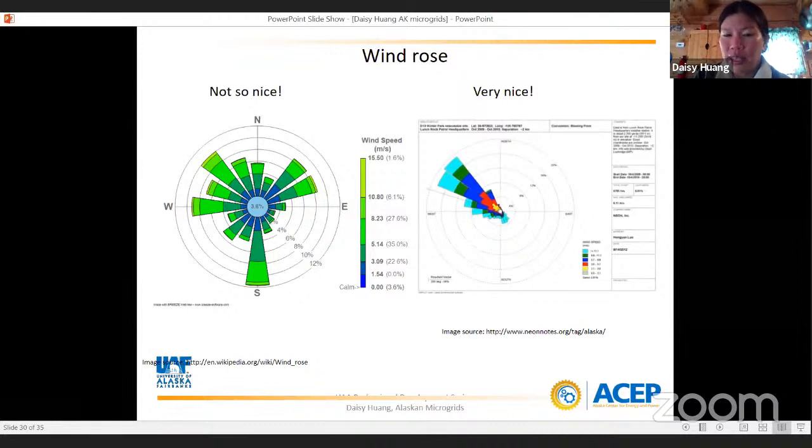And this is one thing of what the data can give you. Here's a wind rose, and it tells you what percentage of the time the wind spends coming from each direction. The one on the right is a really nice resource. You can point your farm oriented that way. The one on the left, not so good. And then you also get average annual speed, and what kind of turbine you can invest in, that kind of thing.